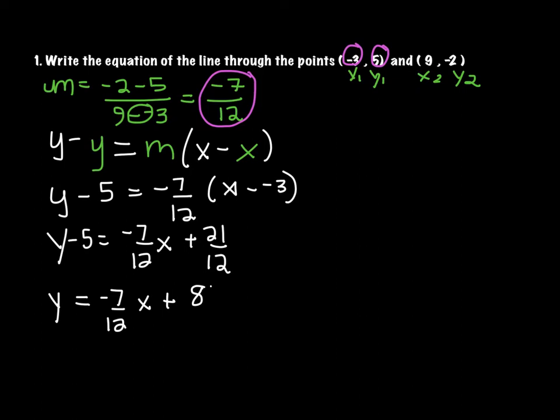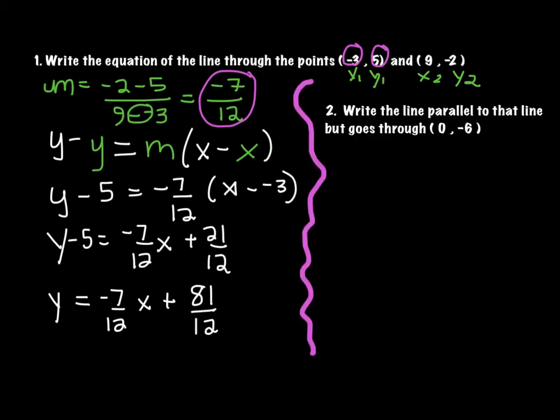And I get 81 over 12. So this is the equation of the line that goes through these 2 points. Okay, now I'm going to add 2 more things that you'll need to do. First, I want to write the equation of the line that is parallel to this line, but it goes through this point.